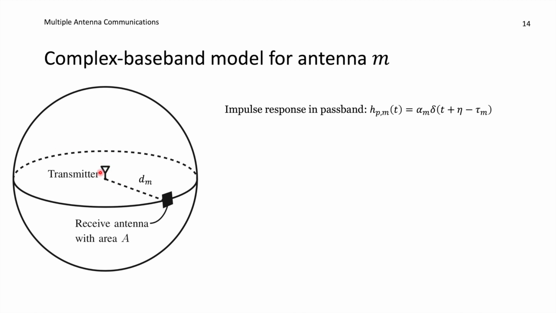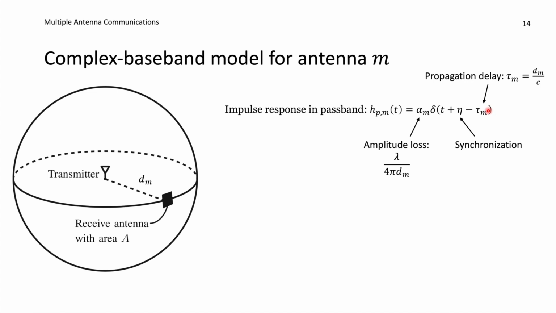So we have a transmitter sending a signal to a receiver, and there is a distance dm between them. So this is the mth antenna. The impulse response in the passband will then be that the signal gets delayed because it is propagating over there. So we have a delta function that is saying that we have a certain delay, tau m. And this is the propagation delay, tau m is equal to the distance dm divided by c, which is the speed of light. Moreover, we assume that the transmitter and the receiver are equipped with isotropic antennas.